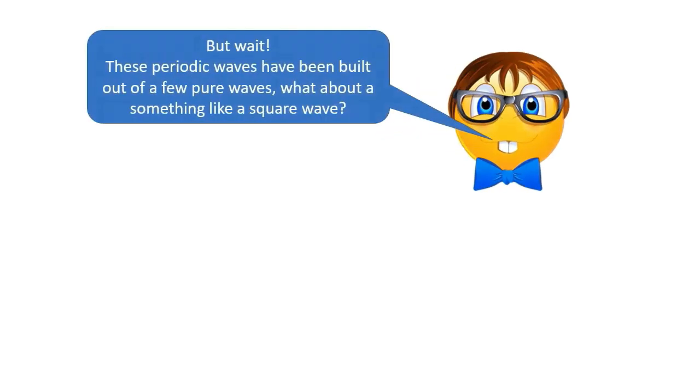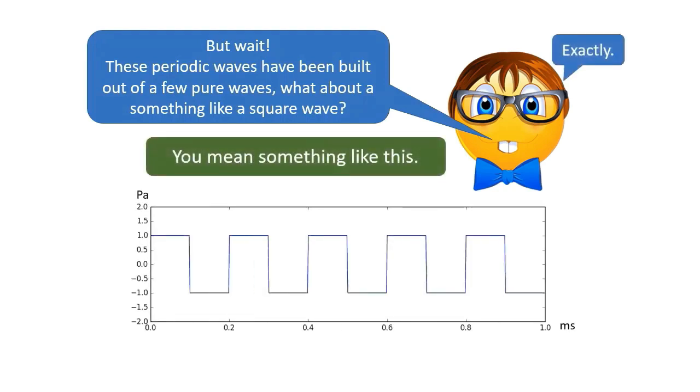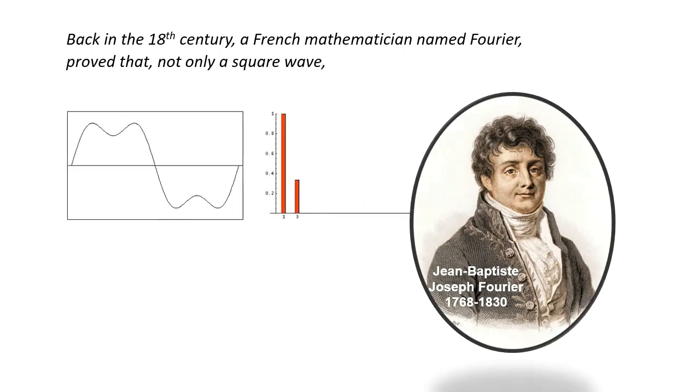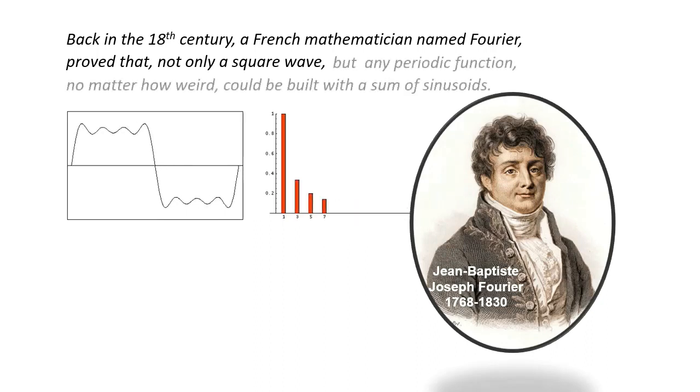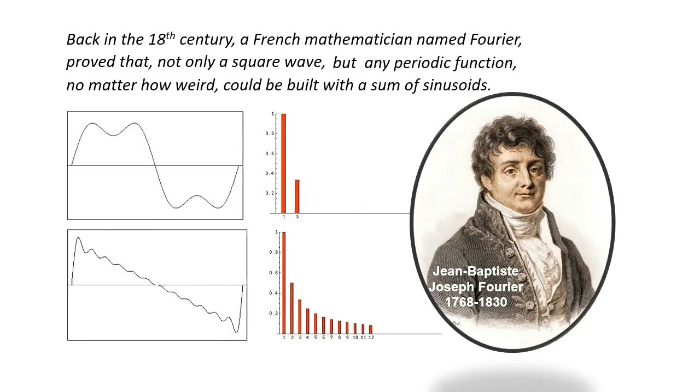But wait, these periodic waves have been built out of a few pure waves. What about something like a square wave? You mean something like this? Exactly. Back in the 19th century, a French mathematician named Fourier proved that not only a square wave, but any periodic function, no matter how weird, could be built with a sum of sinusoids.